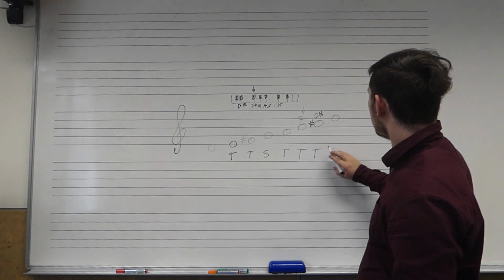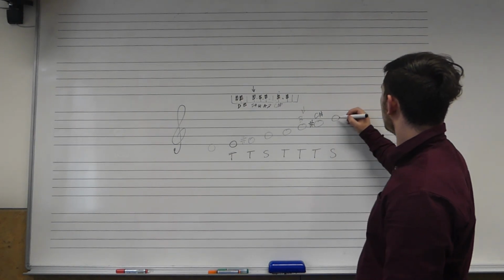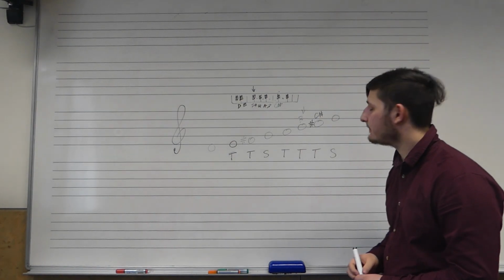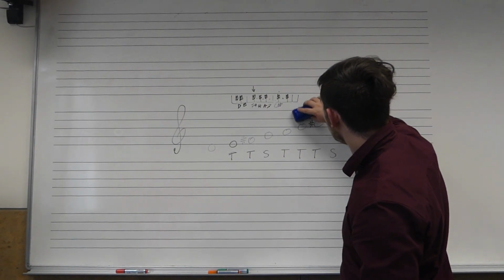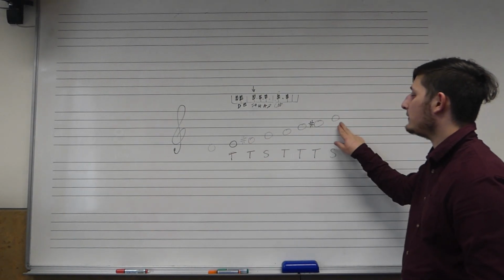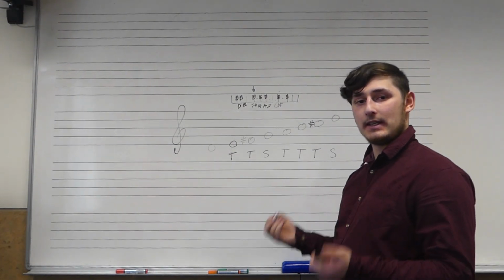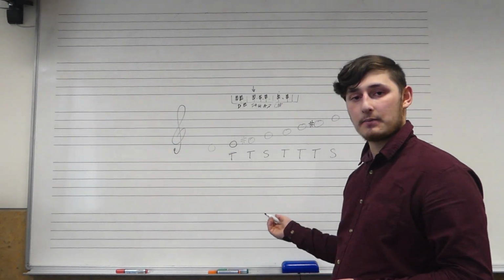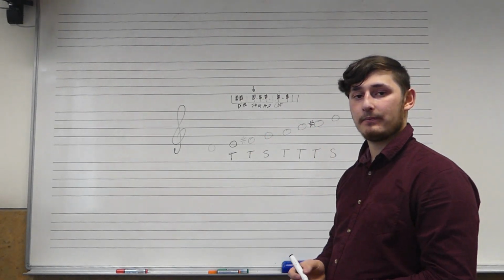And then lastly, our semitone brings us back down to our natural D. So, as you can see from this scale, we have 2 sharps. That means that D major has 2 sharps, which are both F sharp and C sharp.